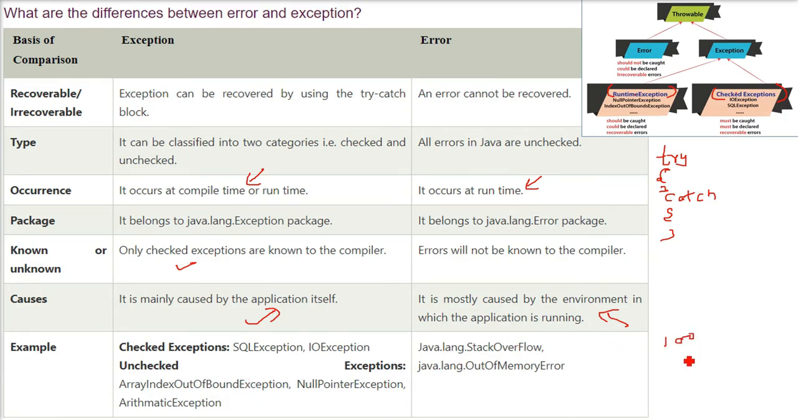For example, your array is of size 100 and you can access 0 to 99. If you start accessing 100, that will be array index out of bound. In the error category, we have java.lang.StackOverflowError and java.lang.OutOfMemoryError. That is, there is a stack and memory problem.